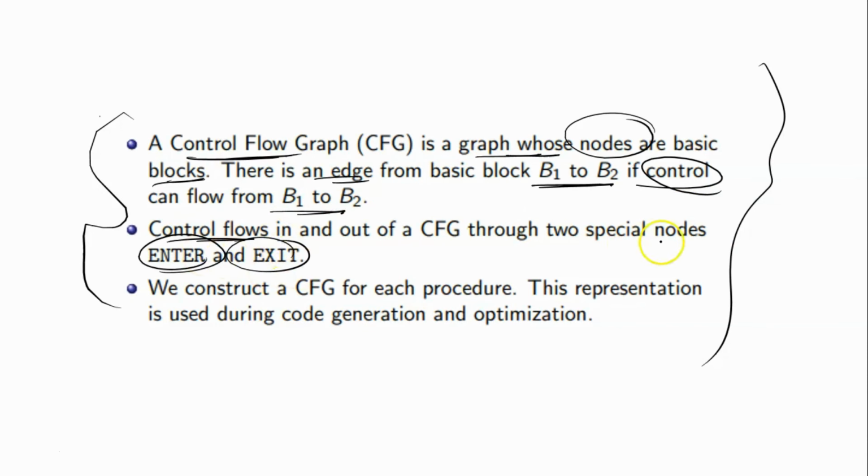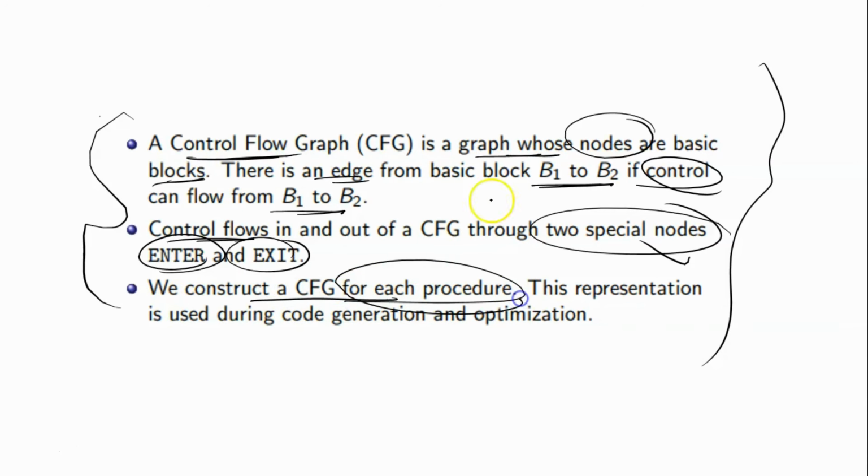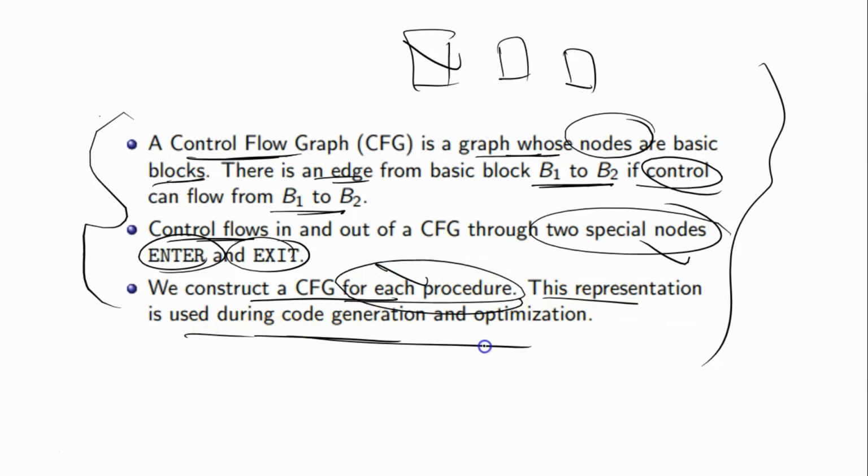As I told you, some authors take these special nodes, some authors do not. Anyway, we construct a CFG for each procedure. If you have many procedures, then for each procedure you construct a CFG. This representation is used during code generation and optimization. This we will see tomorrow.